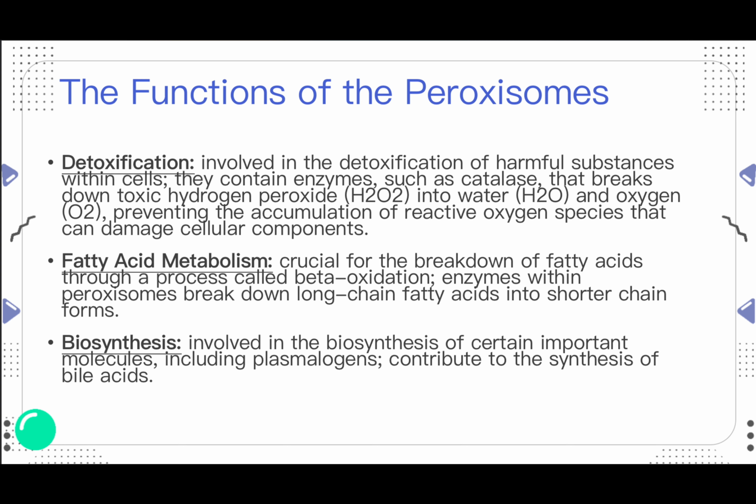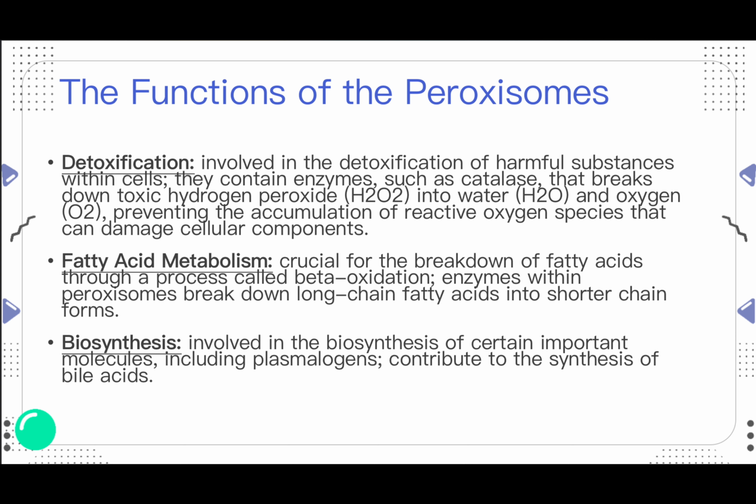Peroxisomes are crucial for the breakdown of fatty acids through a process called beta oxidation. Enzymes within peroxisomes break down long-chain fatty acids into shorter chain forms, which can then be transported to the mitochondria for further energy production. Well, as you might remember, mitochondria is the powerhouse of the cell, so yeah.